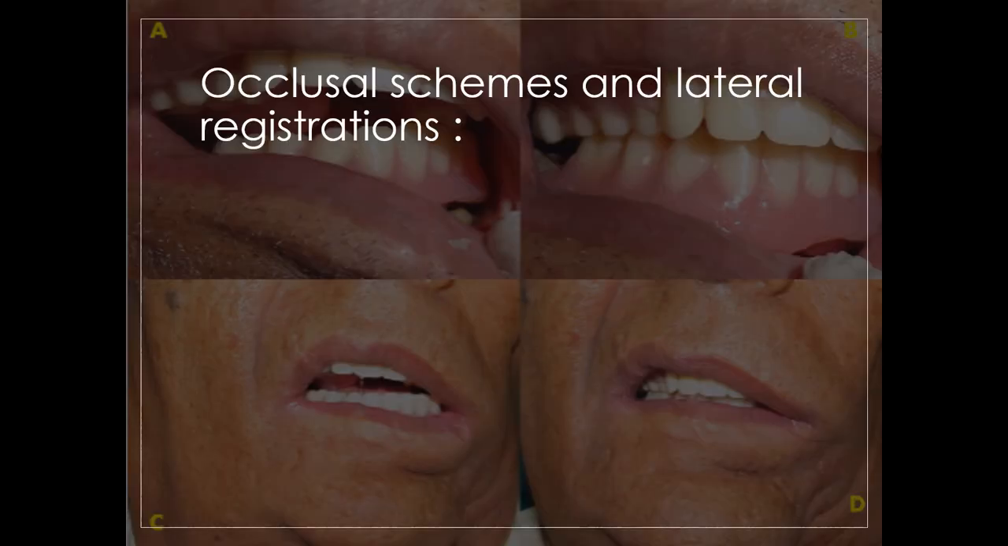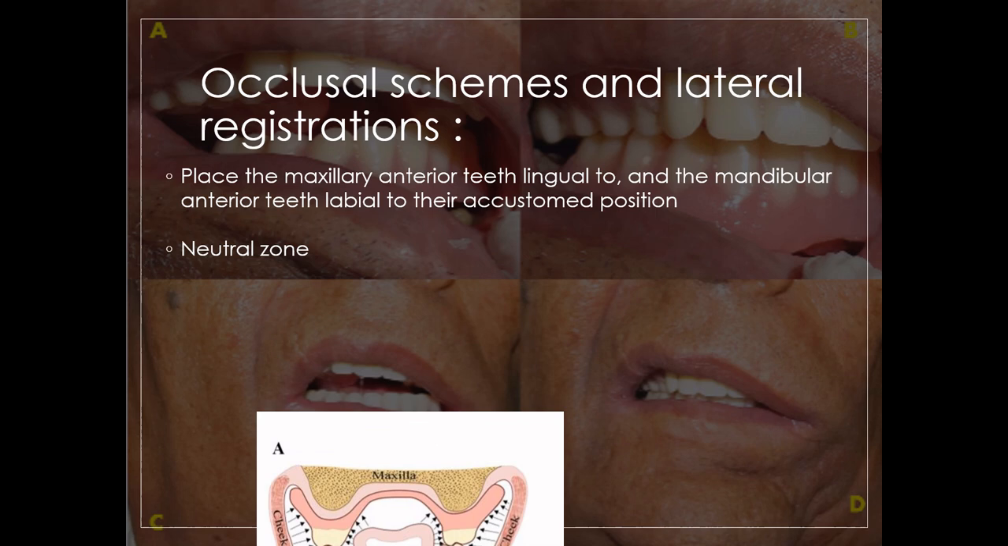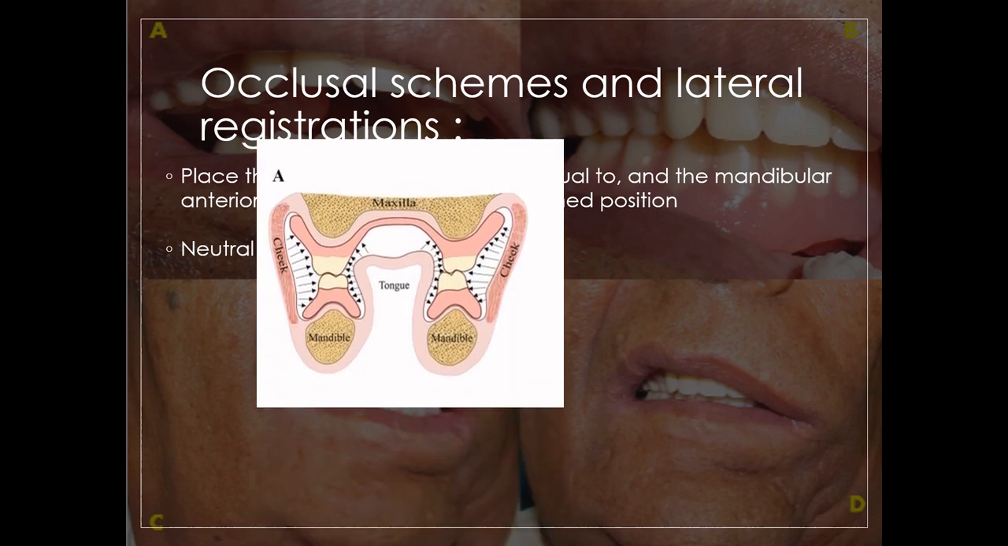Next, coming to the occlusal schemes and lateral registrations. After the wax rims have been altered and registrations are obtained, the maxillary and mandibular casts are mounted on a suitable articulator. And because of the deviation and retrusion of the mandible, it is usually advised to place the maxillary anterior teeth lingual to the usual position and the mandibular anterior teeth labial to their normal position. And the mandibular posterior teeth should be placed in the neutral zone, that is the area where the forces of the tongue pressing outward are neutralized by the forces of the cheek and lip pressing inward.